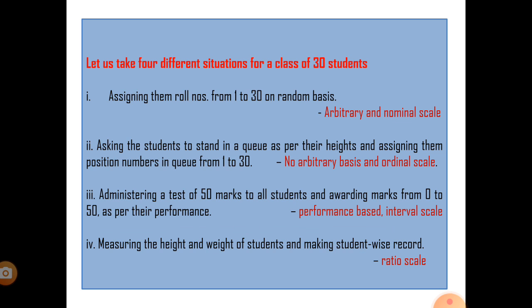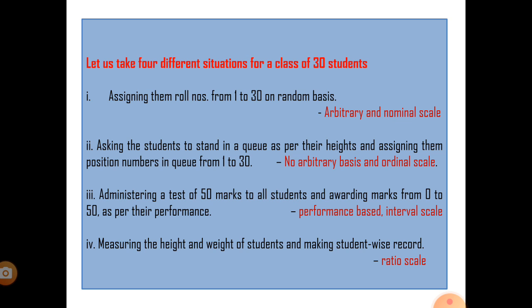Let us have a discussion on the different scales using students. Take the example of a class of 30 students, assigning them roll numbers from 1 to 30 on a random basis. It is called an arbitrary or nominal scale. Asking the students to stand in a queue as per their heights and assigning them position numbers in the queue from 1 to 30, that means the students are queued in order, in sequence based on the heights. It is called the ordinal scale.